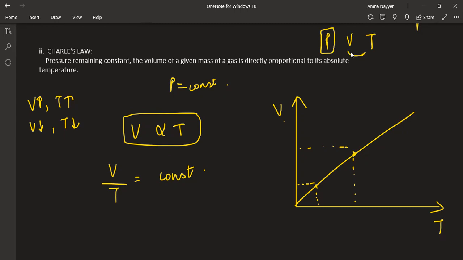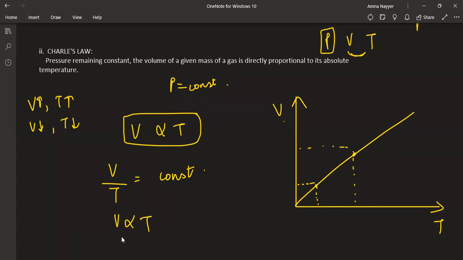In the above law, that was Boyle's law, both pressure and volume were inversely proportional to each other. But the relationship between volume and temperature is such that they are directly proportional to each other. So if you double the volume, temperature will also get doubled. If you reduce the volume, temperature will also be reduced. Fine. So V is directly proportional to T.